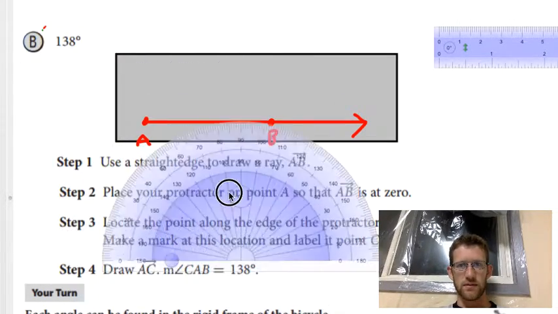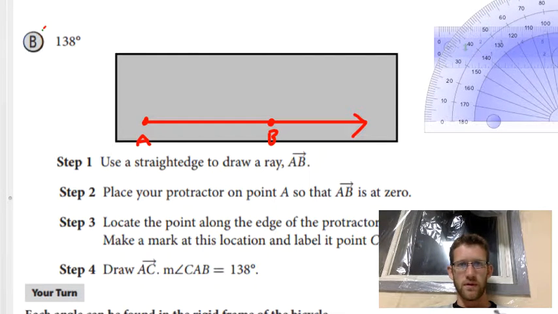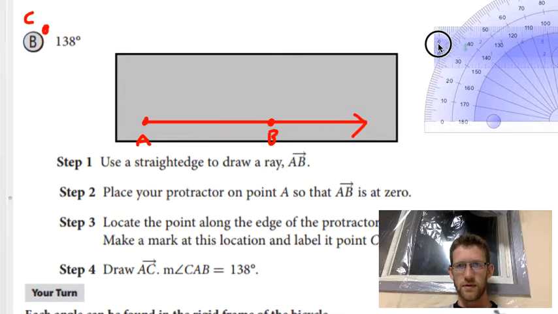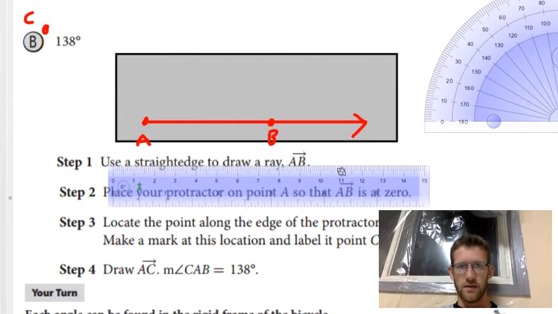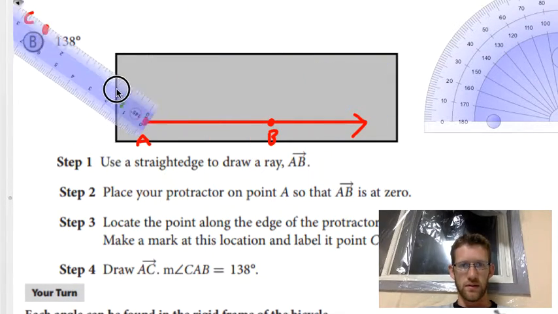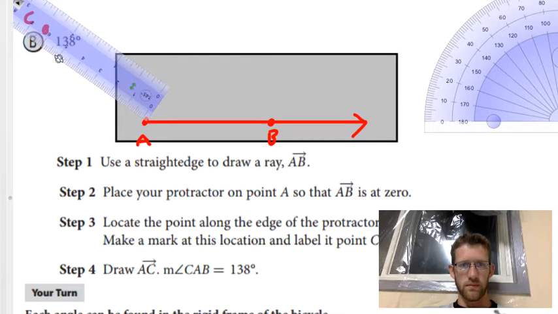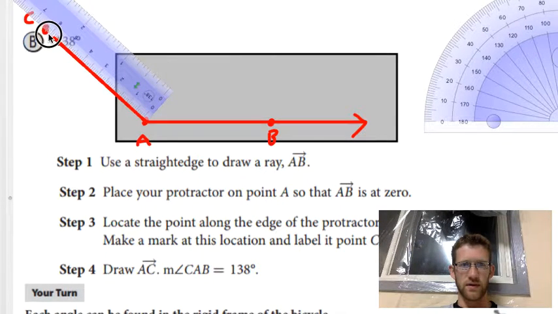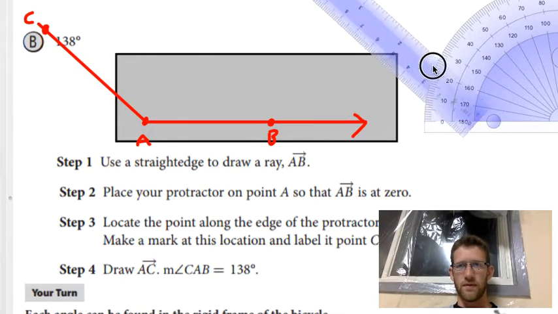Okay, so I'll get rid of this. I didn't do a good job marking. That's point C. And then finally it says to draw ray AC. It should be easier in real life than using one of these weird things. Here's ray AC. I forgot to draw the arrows at the end. That's okay.